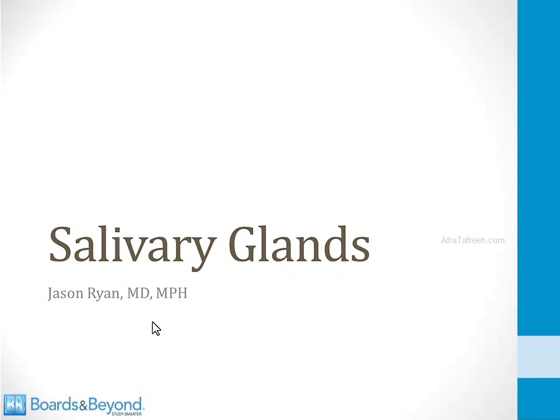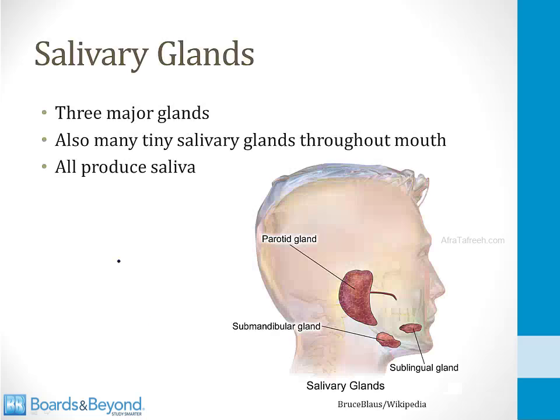Hello everybody and welcome to our module on the salivary glands. There are three major salivary glands found in the human body. You should know that there are also many tiny glands found throughout the mouth, and all of these glands work to produce saliva, which helps in digestion, as we'll discuss in this module.